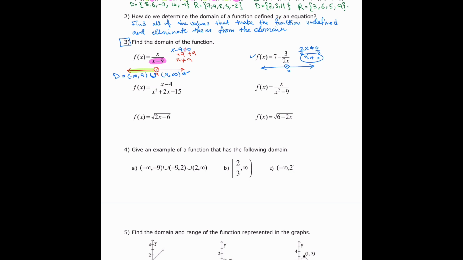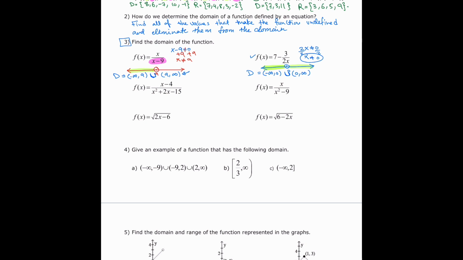So now we have two intervals. The first interval is from -infinity to 0, and the second interval is from 0 to +infinity, and we make the union sign in between, and that is going to be the domain.